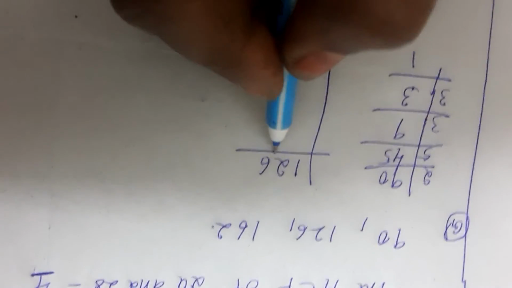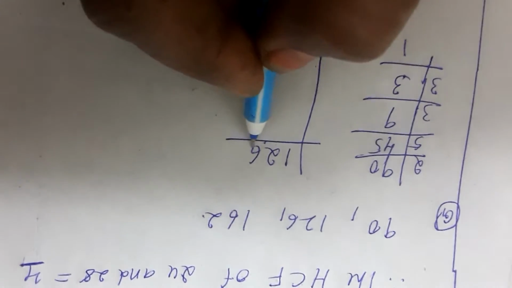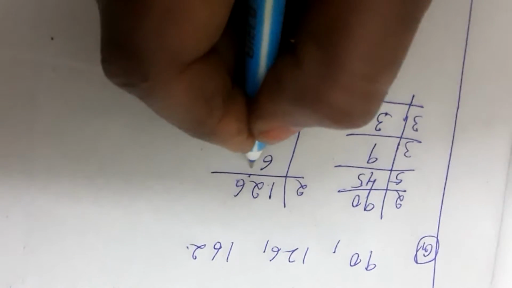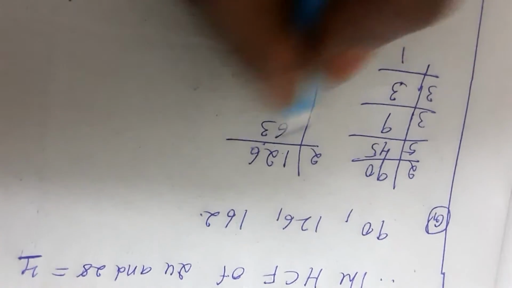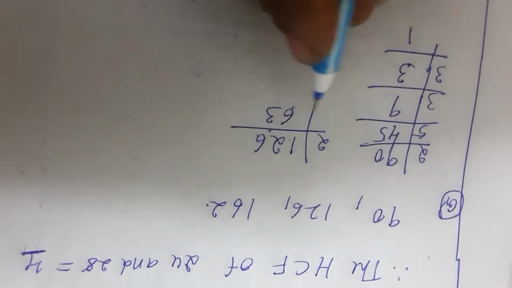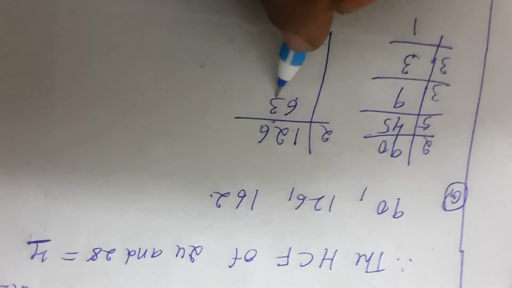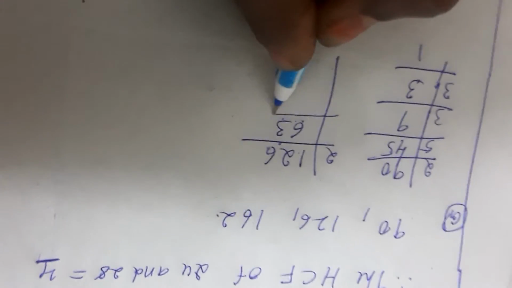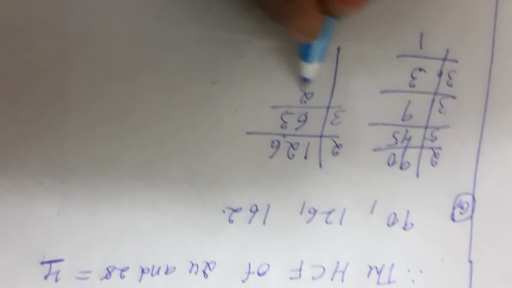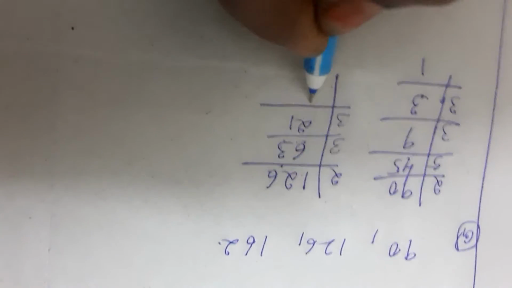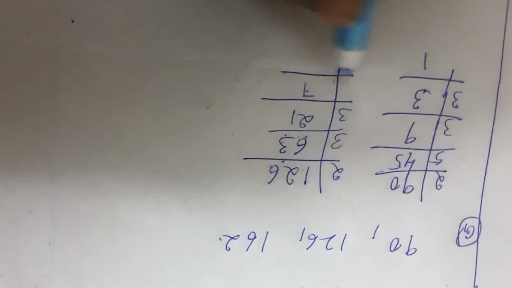Then 126. Its units place is 6, so it is divisible by 2. 2 sixes are 12, 2 threes are 6, so 63. Again it is divisible by 3, because 6 plus 3 is 9, and 9 is divisible by 3. So 63 is divisible by 3: 3 twos are 6, 3 ones are 3, so 21. Then again 21 is divisible by 3. 3 sevens are 21. 7 is a prime number.